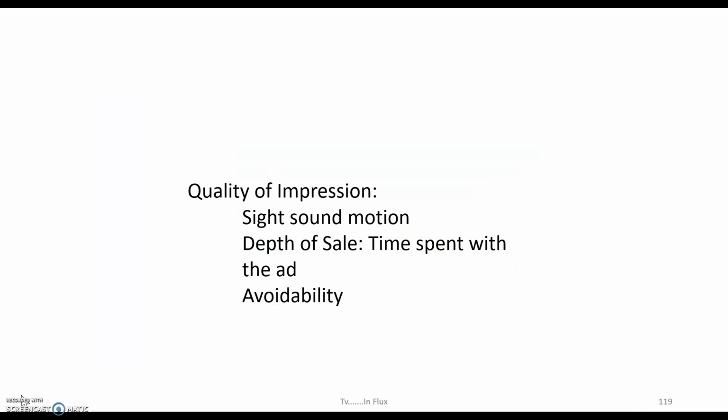And these are the things we've talked about in terms of quality of impression: sight, sound, motion. Well, we have it all with TV. Depth of sale varies with TV, right, based on whether it's a 15-second ad or an infomercial. So it can be very, very good. Avoidability, well, it is pretty avoidable. I can change channels and I can fast forward through ads. And I can also just not pay attention.